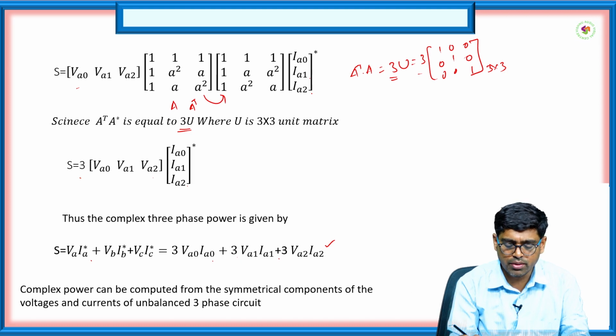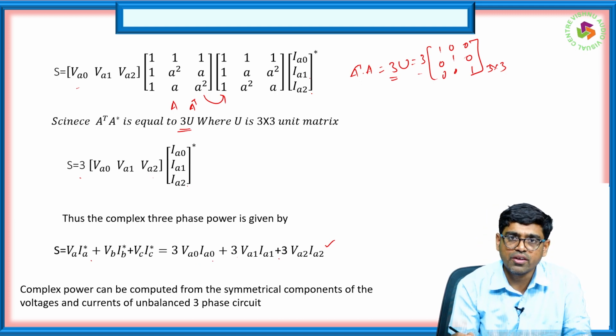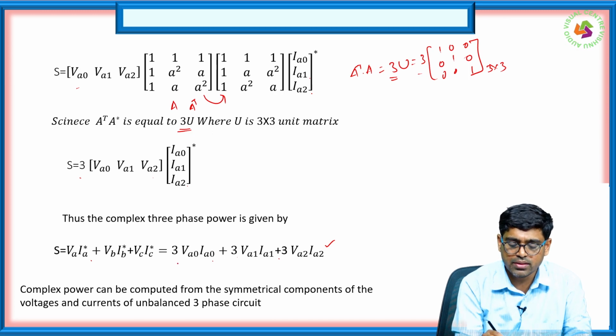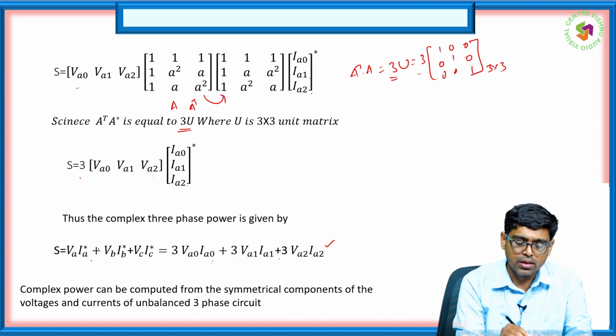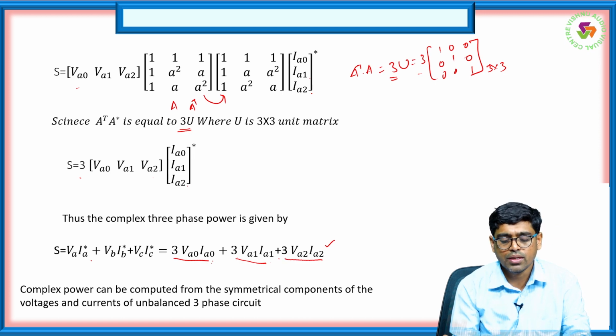This complex power can be computed from the symmetrical components of voltage and current of an unbalanced 3-phase circuit. So this is how the 3-phase complex power can be calculated from the symmetrical components: 3 times VA0 IA0 plus 3 times VA1 IA1 plus 3 times VA2 IA2, not like VA into IA. So it is 3 times VA0 IA0, 3 times VA1 IA1, 3 times VA2 IA2.